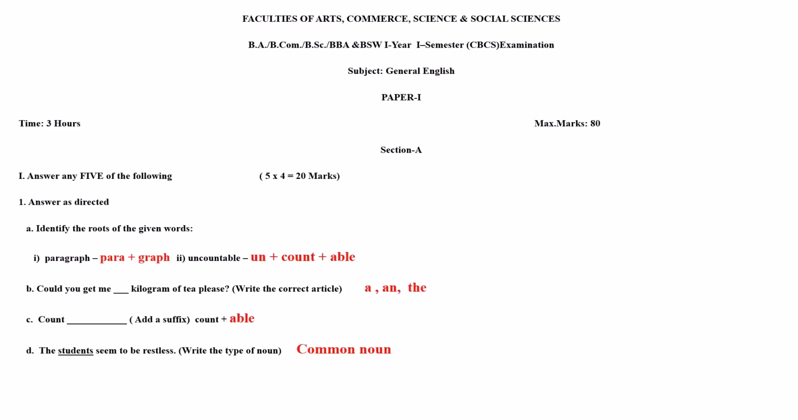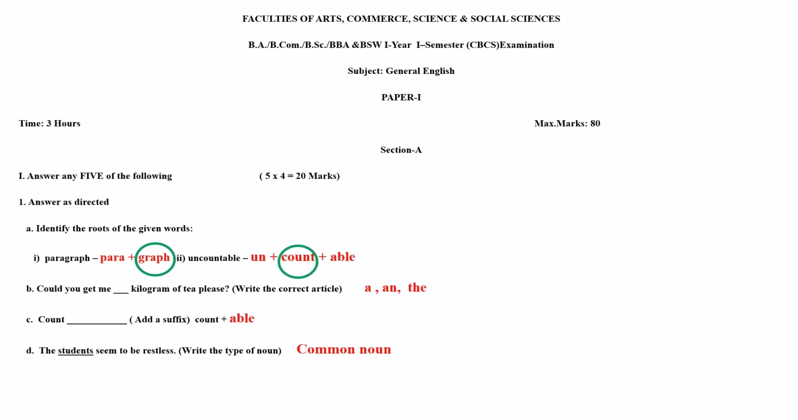So first one, identify the roots of the given words. The given words are paragraph and uncountable. So if you take paragraph, you can divide it into two words, para and graph. So para is the prefix and graph is the root word. And if you move on to uncountable, you can divide it into three parts, un, count and able. Un is the prefix and able is the suffix. So what is the root word? It is count.